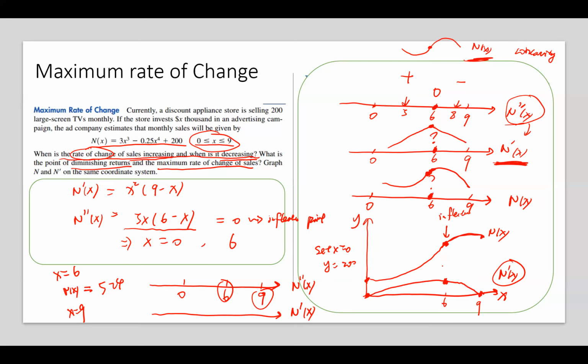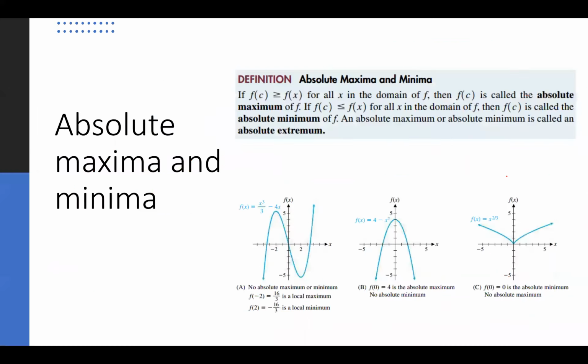So this is actually the local maximum of n prime of x, because on the left it is increasing and on the right it is decreasing. Based on our previous analysis, that's how we can analyze the different pieces. So we have n of x, the raw function, the first derivative, and the second derivative. These are different tools we can use to know more about the behavior of a function. All right, so let's move on.